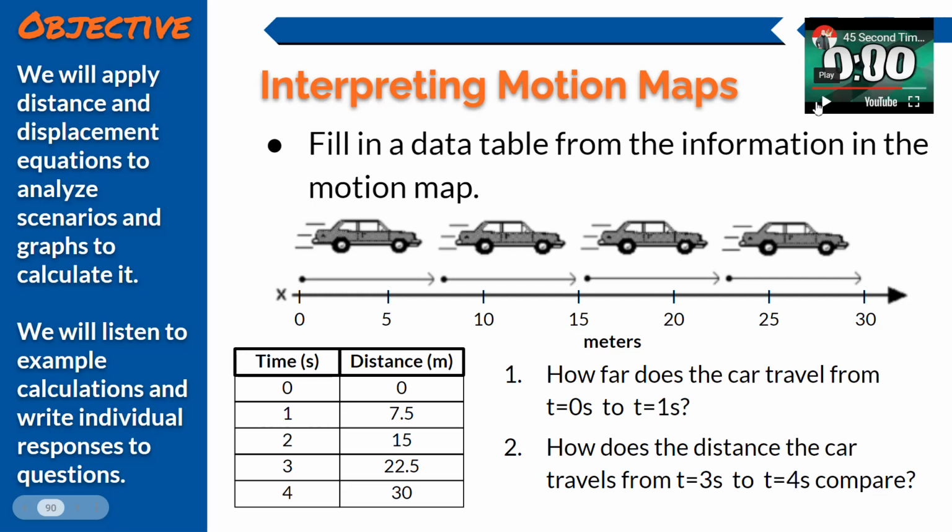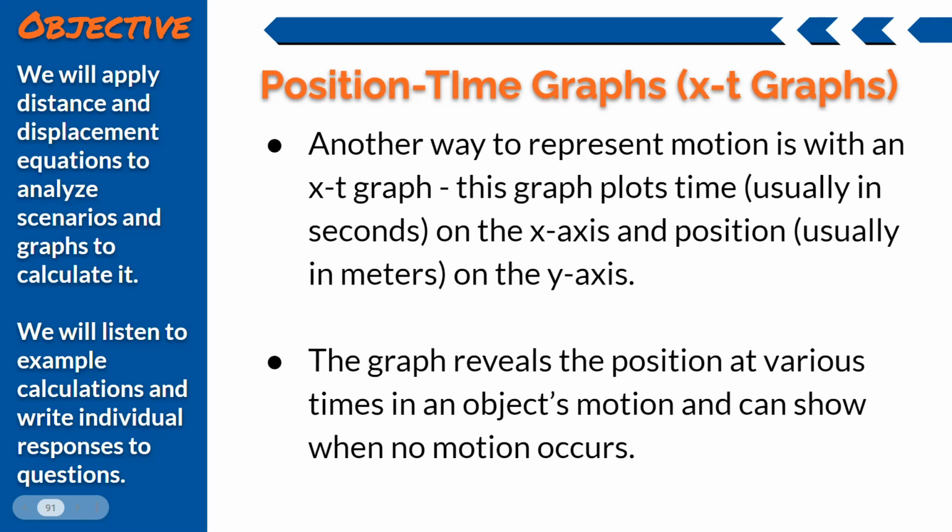Each second that passes, this car is traveling 7.5 meters. And if you're traveling the same distance each second, we would say that this car is traveling with a constant velocity. And that's what we're doing in this unit, objects moving with constant velocity. Another way to represent motion, beyond data tables and motion maps, we're also going to use position time graphs, which we will also call XT graphs.